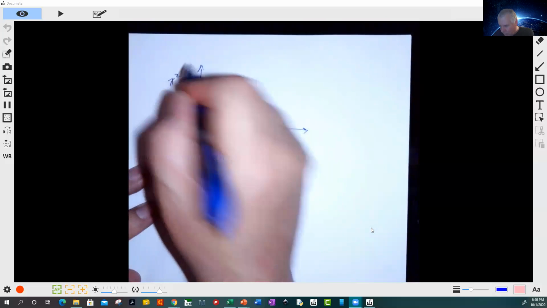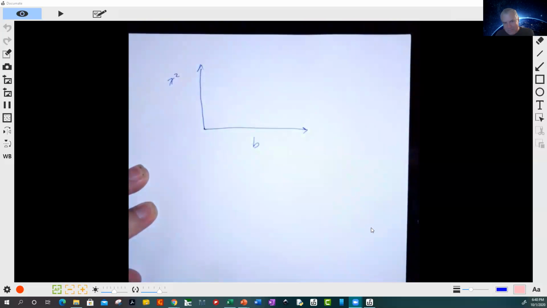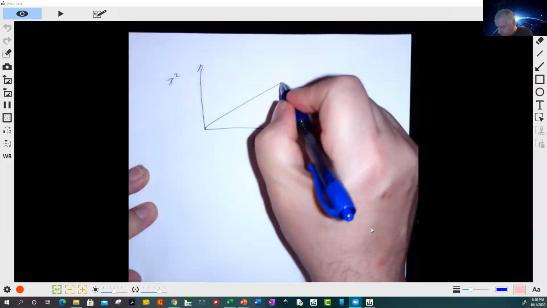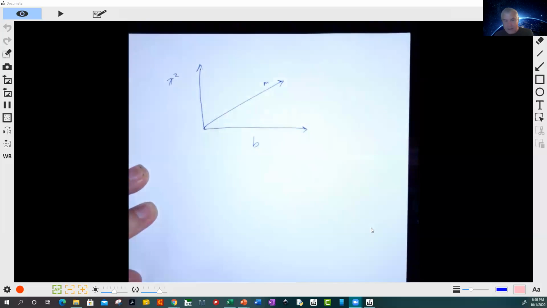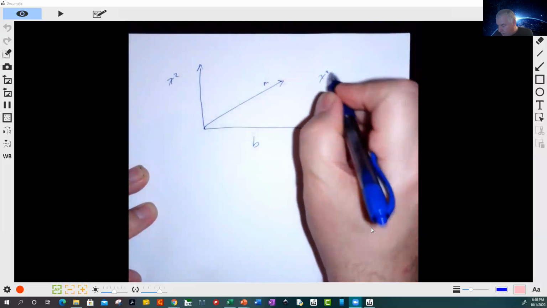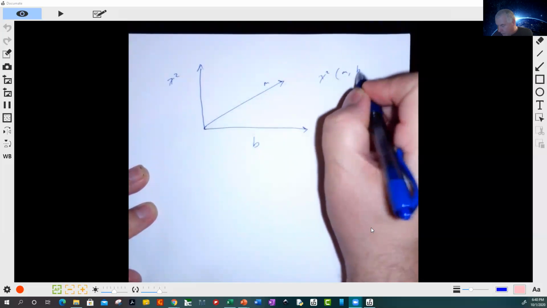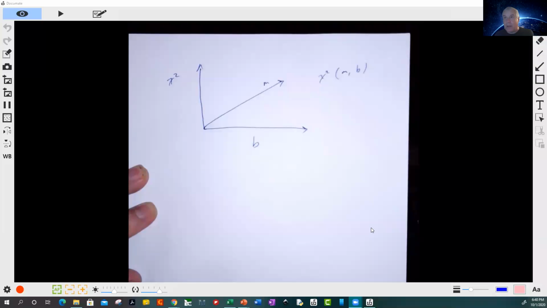So let's say that we have chi-squared versus B, but chi-squared is a function of two variables. It's a function of B and M. So I'm going to add a third dimension here, and make that third dimension M. Chi-squared is a function of M and B, the slope and the intercept.